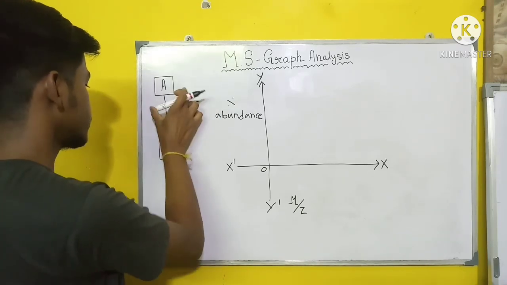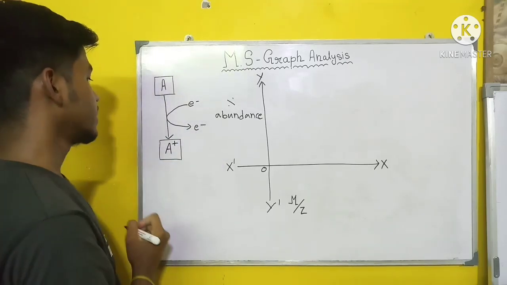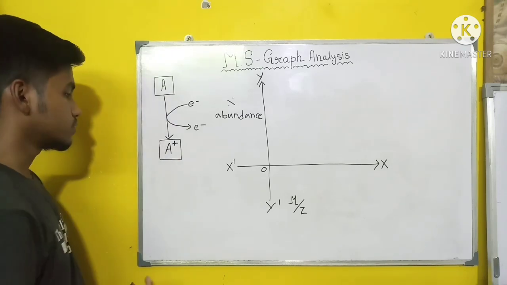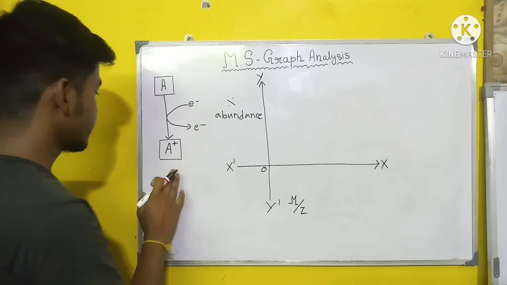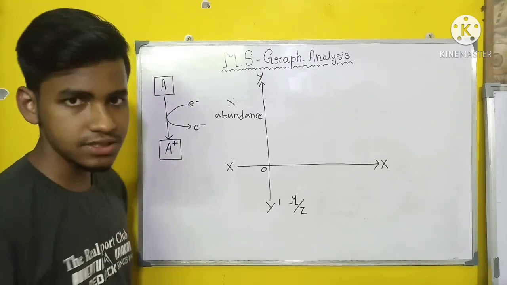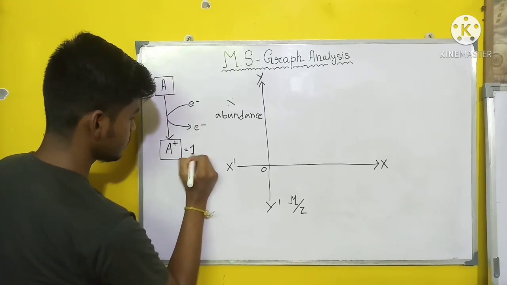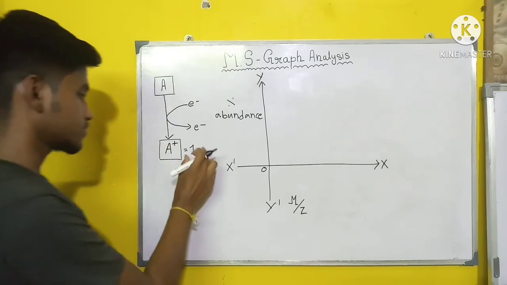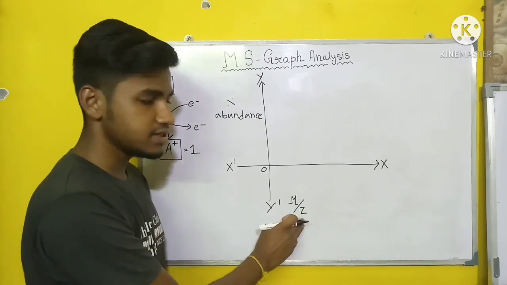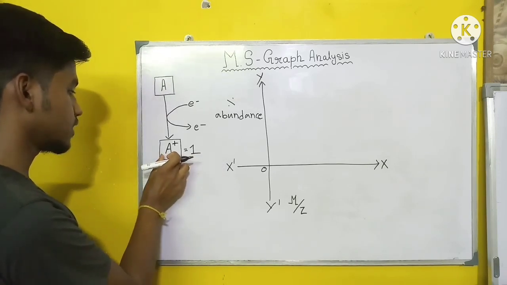So the sample A protein lost one electron and turned into A plus molecular ion. Look at guys here, 1 plus is present on A. So 1 plus means the charge is 1. So here we can say the charge of A is 1. This is the charge of A, the molecular ion. Now in the place of Z we can write the charge of molecular ion A.